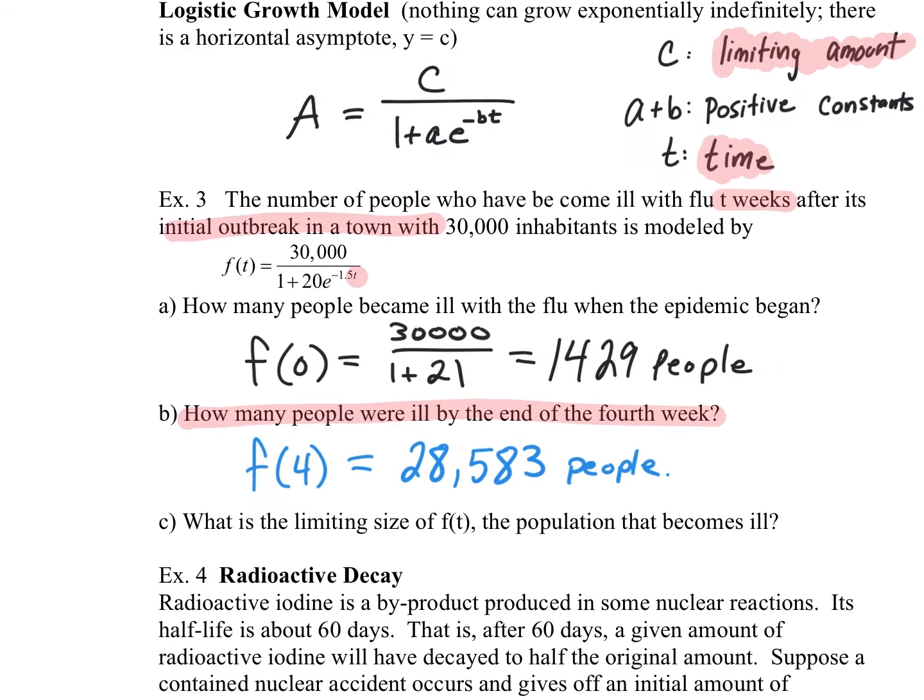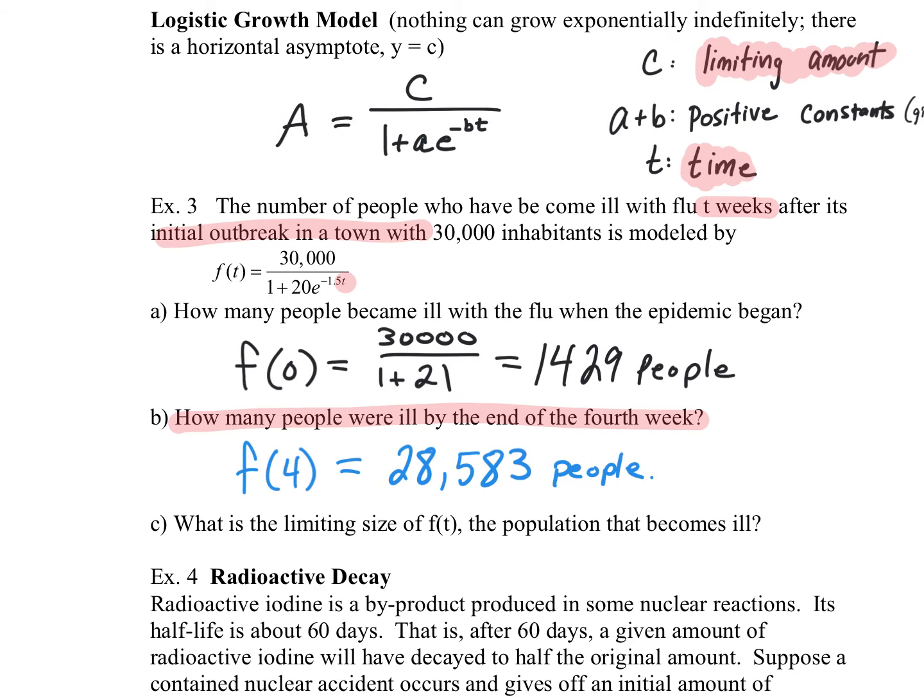In part C, they ask us what is the limiting size of the population that becomes ill. Well, that limiting factor comes from our numerator, that C value. In this particular equation, that C value was 30,000. This should make sense, right? We couldn't have more than 30,000 people sick in a town of 30,000. That's our limiting factor. There's only so many people who can become sick.